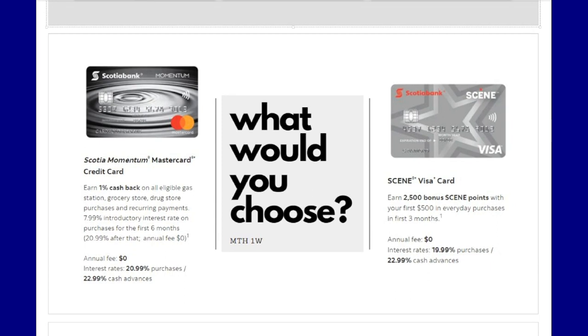What about credit cards? Scotia Momentum MasterCard earns 1% cash back on purchases, so gas station, grocery, drugstore, and any recurring payments that you might have. Low interest rate for the first 6 months, no annual fee. Then your interest rate jumps up to 20.99% on purchases. Or the Scene Visa card, 2,500 bonus Scene points with your first $500 spent. The first 3 months, no annual fee, slightly lower interest rate on purchases. Which one would you choose?